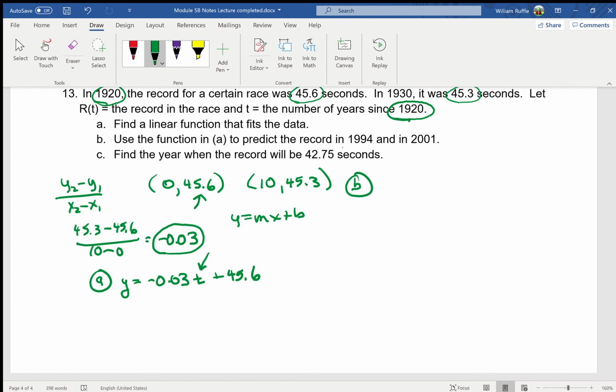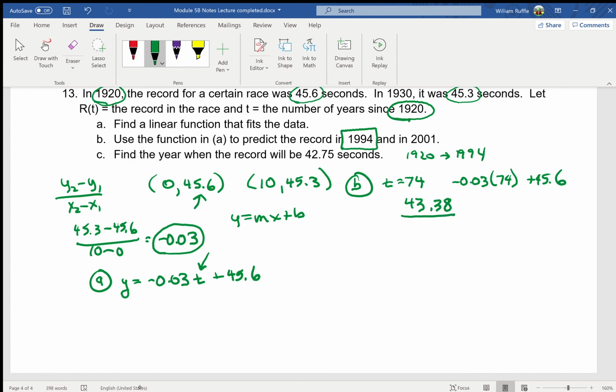We got to use the function to predict the record in 1994. So how many years have passed from 1920 to 1994? Well, 74 years have passed. So that means t equals 74. So all I do is I put this into the equation. Negative 0.03 times 74 plus 45.6. And when I put that into the equation, I get 43.38. So the record in 1994 is predicted to be 43.38.